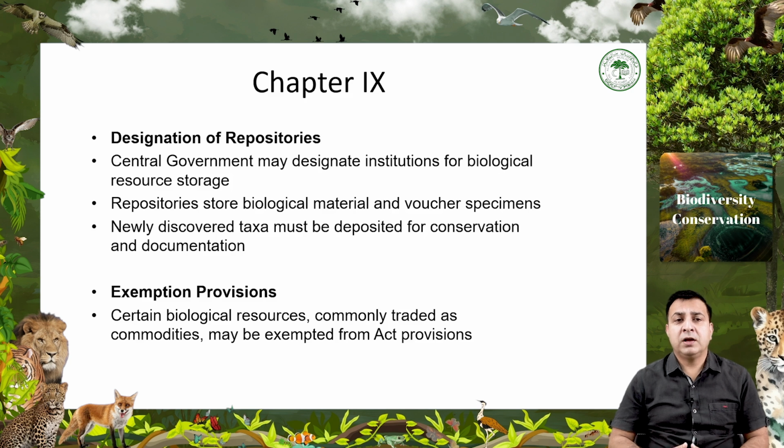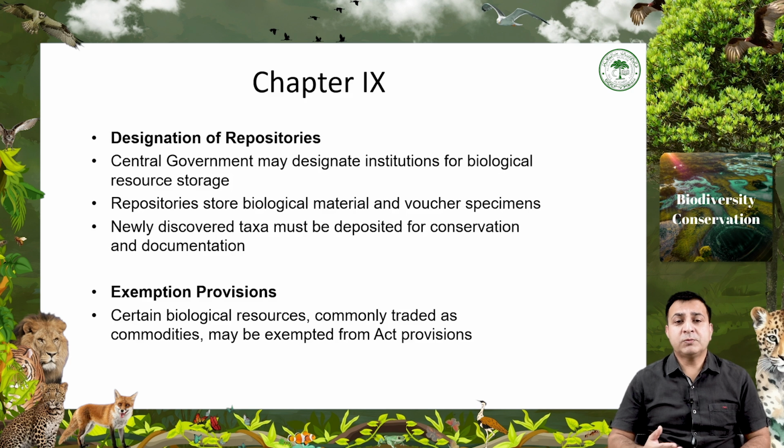This Chapter 9 also talks about designation of repositories. The central government may designate institutions as the repositories for biological resources in consultation with the National Biodiversity Authority. These institutions will store biological materials, including vouchers, specimens, or any newly discovered taxa that needs to be deposited with these repositories, ensuring proper conservation and documentation.